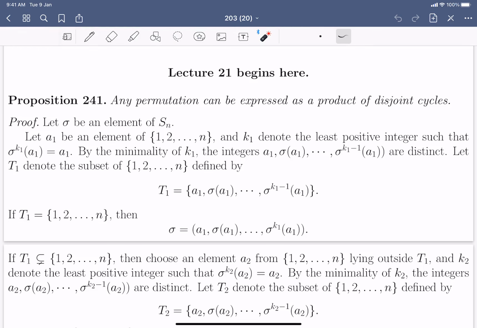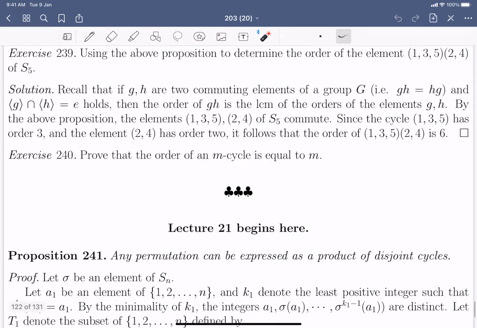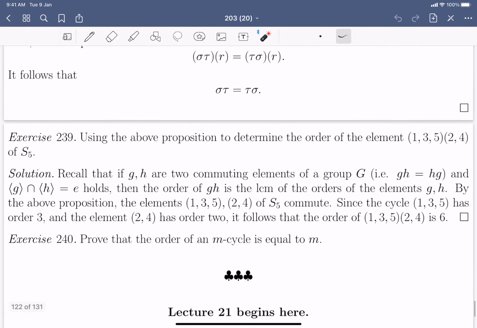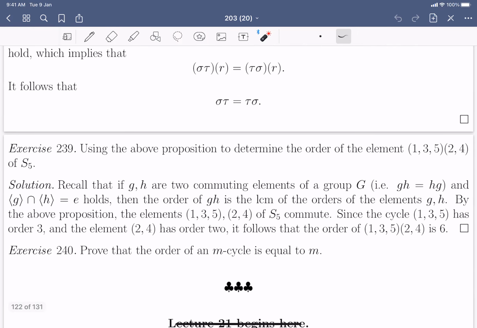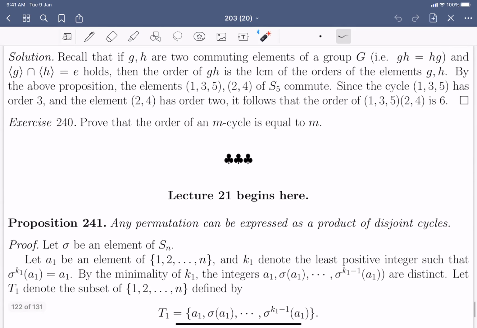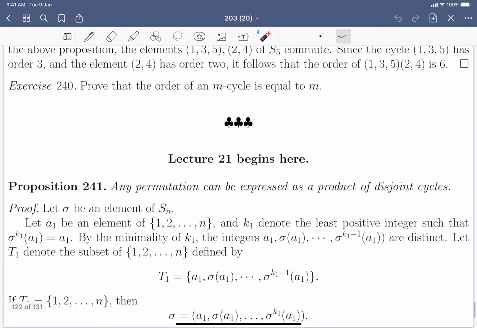Hello everyone. In the last few lectures, we have been discussing the permutation group Sn, which consists of all the bijections from the set 1 up to n to 1 up to n, and this forms a group under composition of functions.